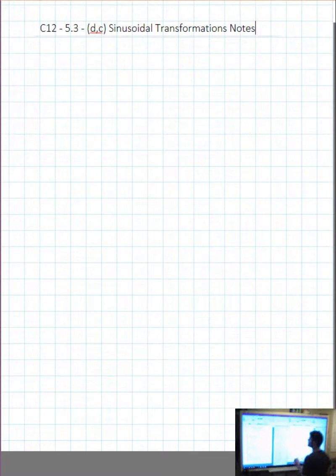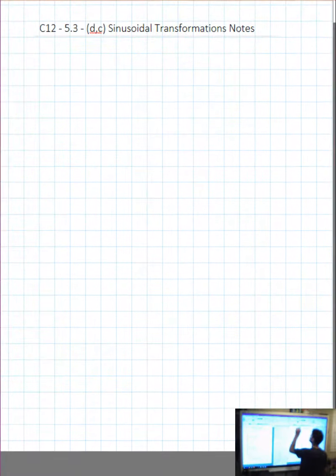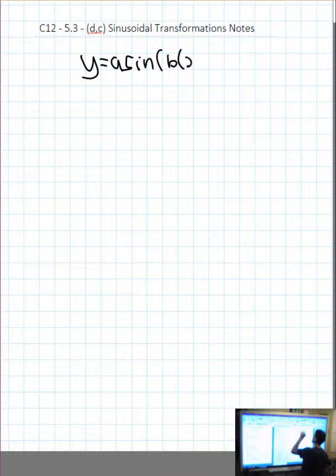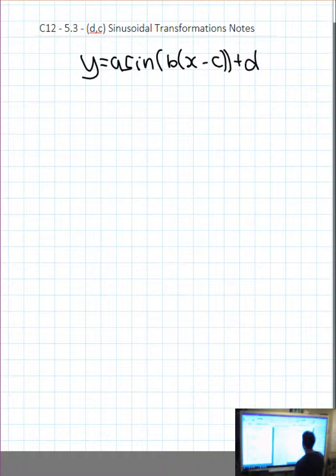Okay, so let's take the equation again. Y equals a sine, could have been cos, open bracket, b, open bracket, x minus c, close bracket, plus d, or h and k. And in the last part of the video, we looked at a and b, vertical and horizontal. And now we're going to look at c and d.